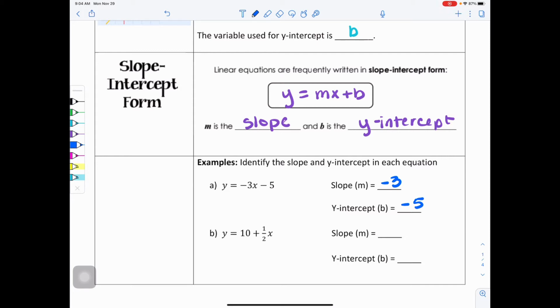In b, y = 10 + 1/2 x. So for this one, we're going to put a little star and write order. And then we're going to write be careful. We don't want to get in a habit of thinking the slope is always first and the y-intercept is always second. The slope is always the coefficient, or the number in front of x. So that's actually over here. Our x is written second this time. So our slope is 1/2. And our y-intercept is 10.